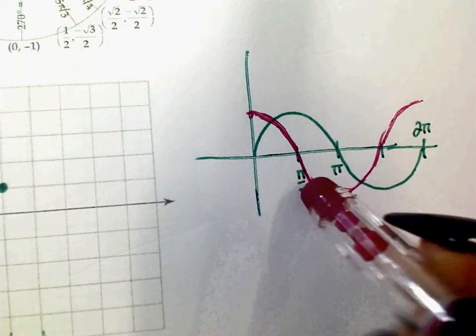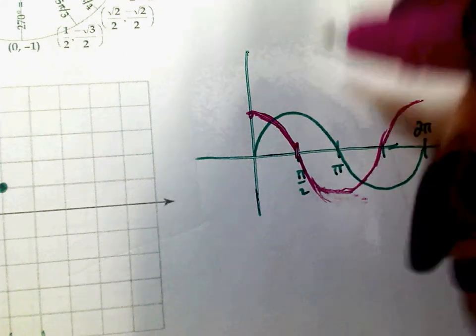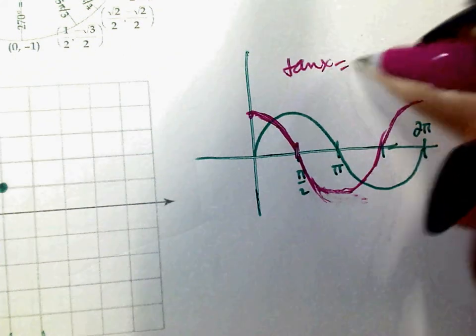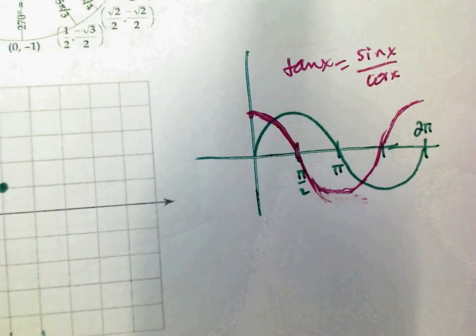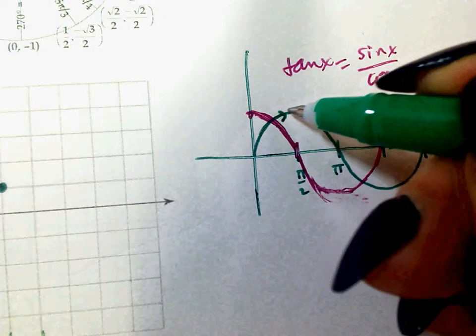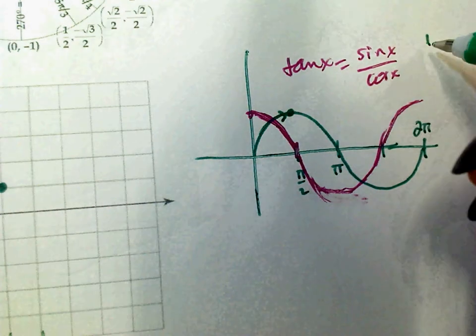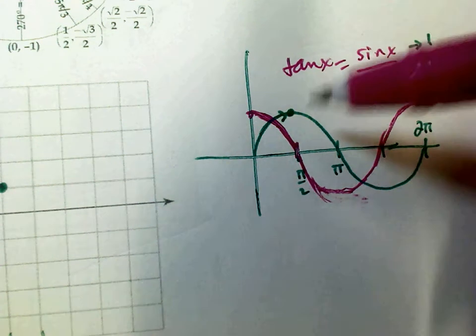Okay, so at pi over 2, when tangent is sine over cosine, can you tell me what sine is approaching as you approach pi over 2? It's getting closer and closer to 1, right? It's approaching 1. Can you tell me what cosine is approaching? Cosine is approaching 0, right?